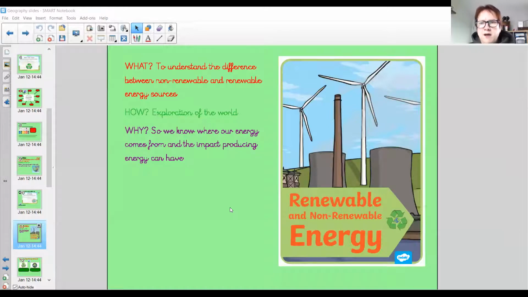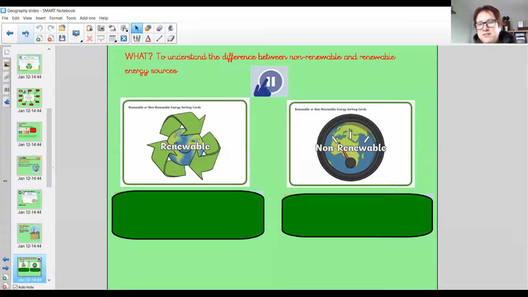So hopefully, I know that was quite a lot to take in, and you can always rewind and go back and listen to that again. Renewable, non-renewable. And we're doing this so we know where our energy comes from and the impact that it's going to have in the future. So we're understanding the differences between non-renewable and renewable. So we've got our two cards. What do they mean? Have a little pause, and have a little think about what each of these words mean.